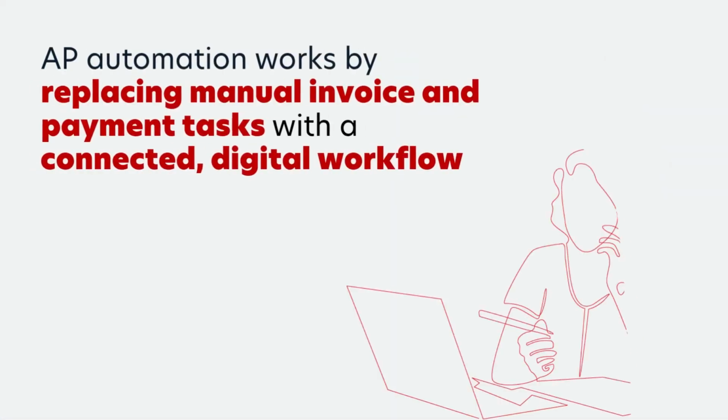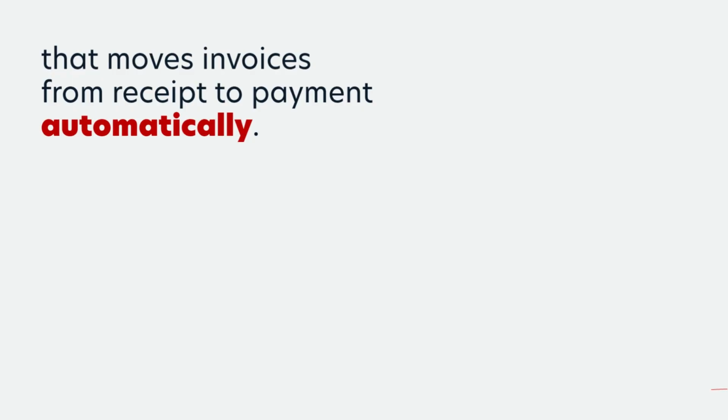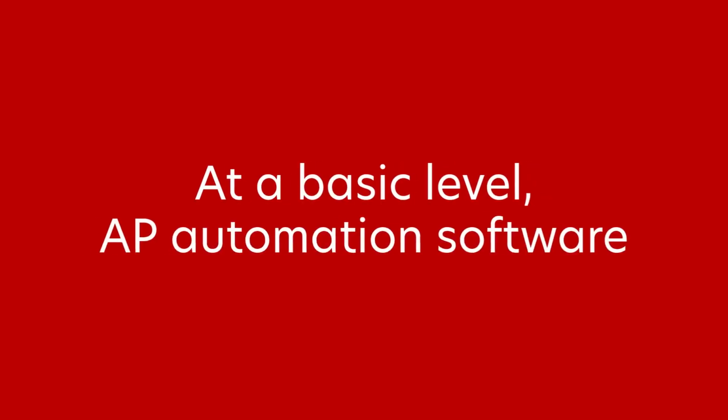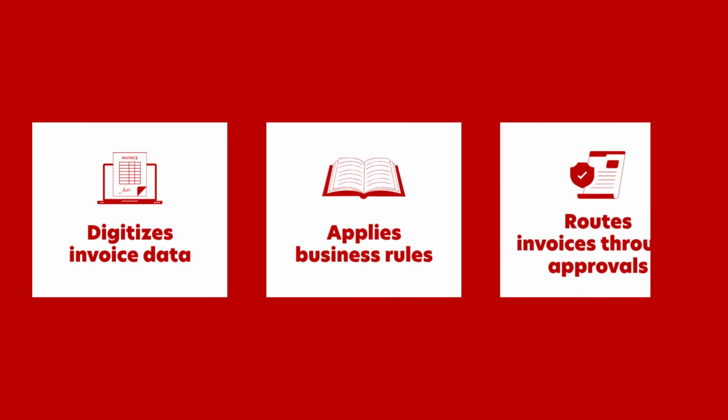AP automation works by replacing manual invoice and payment tasks with a connected digital workflow that moves invoices from receipt to payment automatically. At a basic level, AP automation software digitizes invoice data, applies business rules, and routes invoices through approvals without relying on paper or manual handoffs.